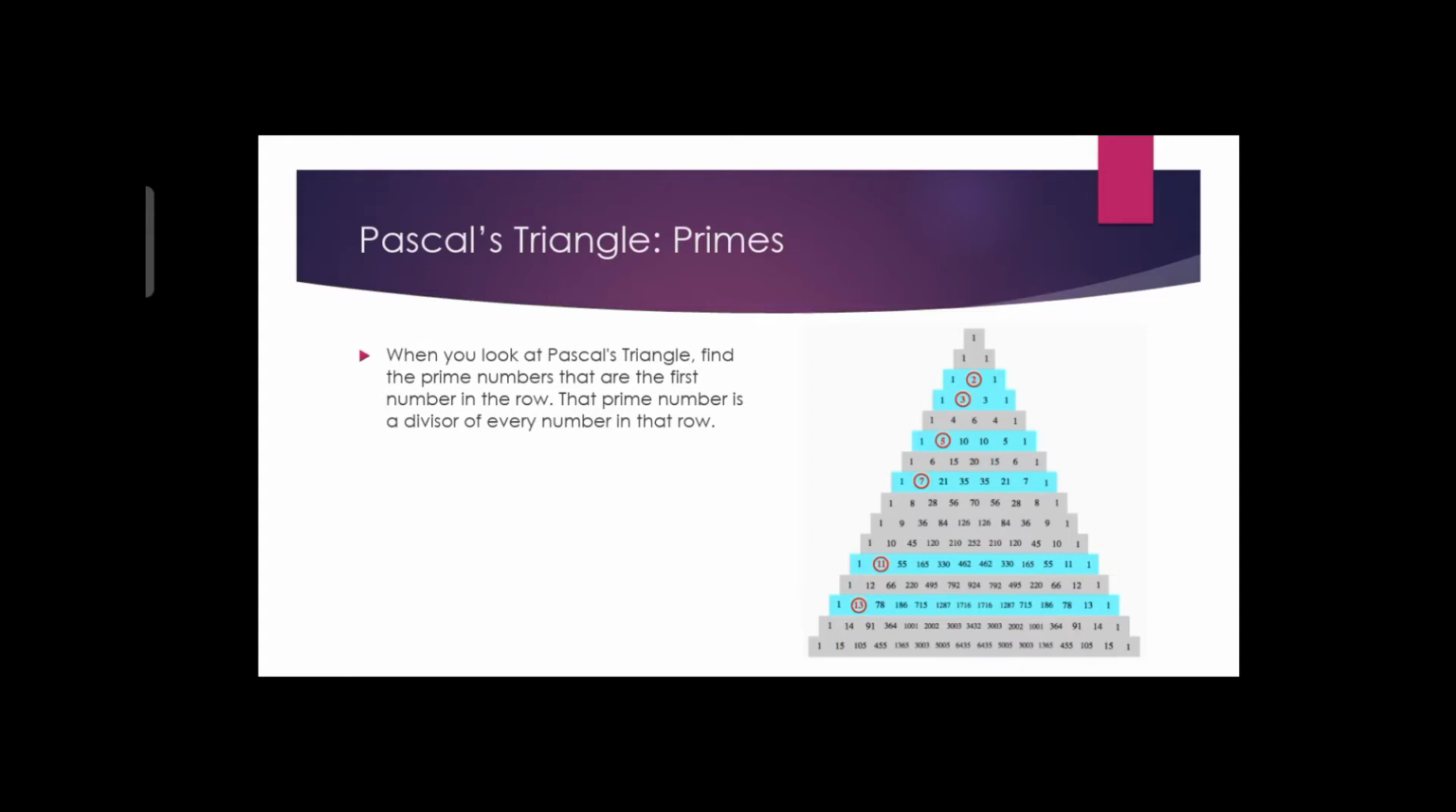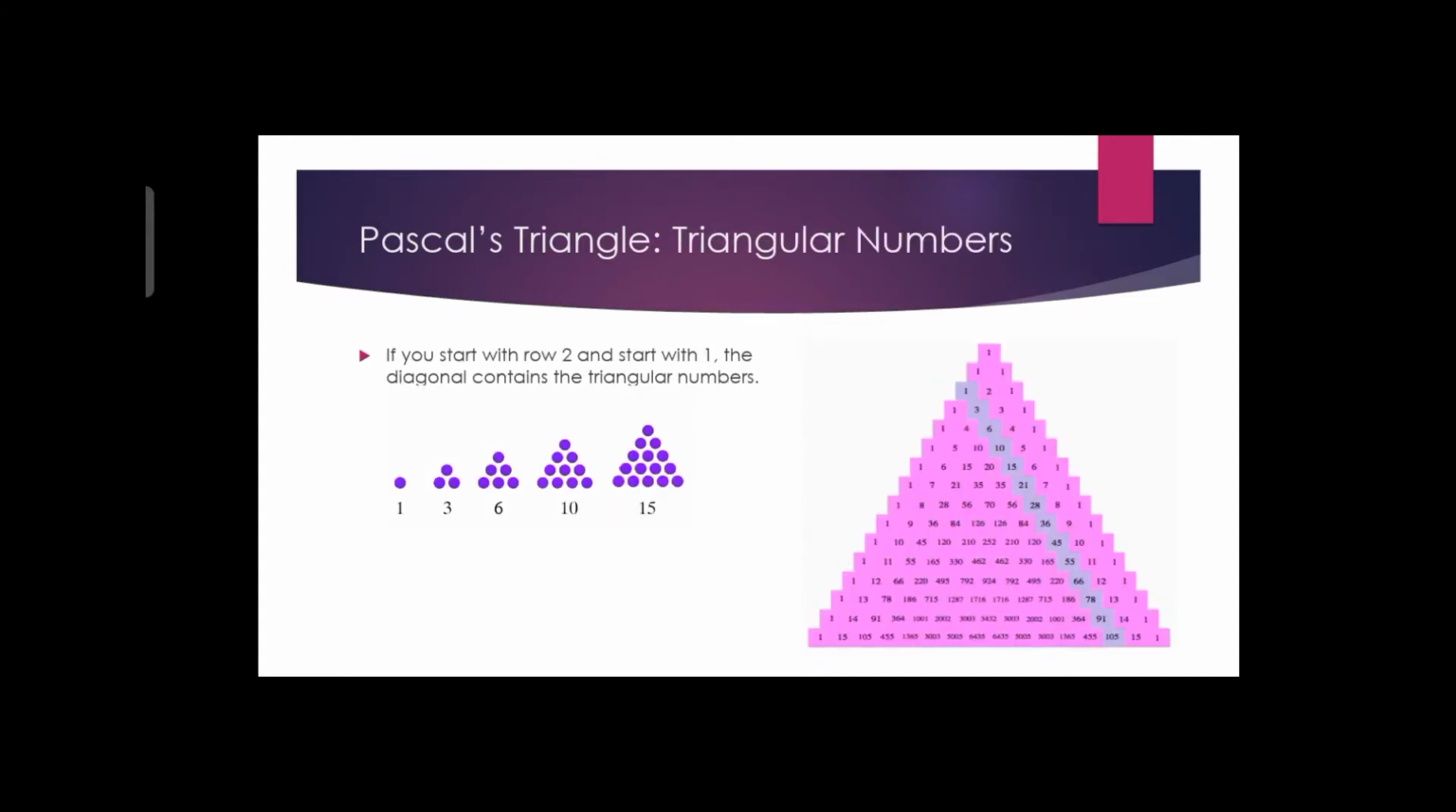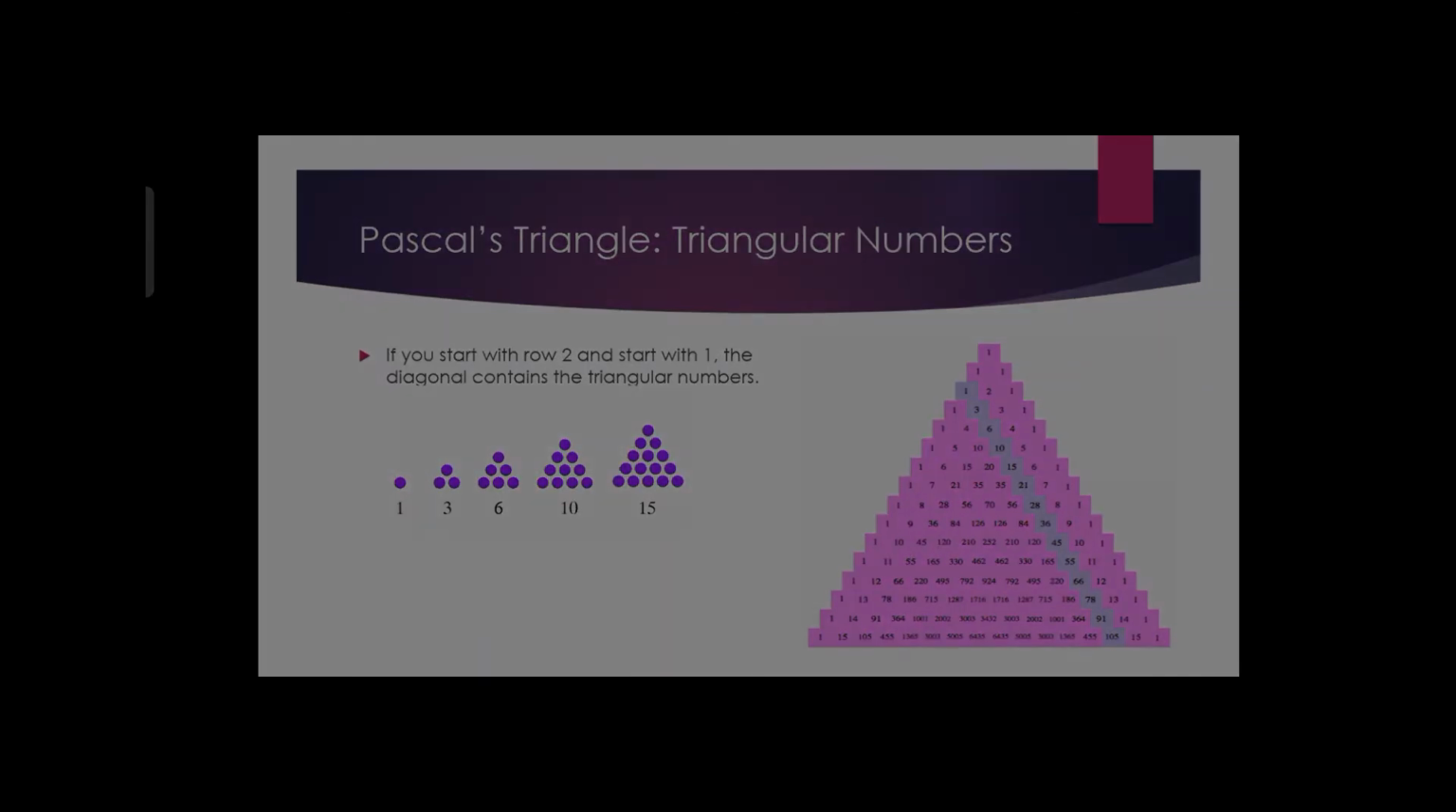Next pattern in Pascal's triangle is the primes. When you look at Pascal's triangle, find the prime numbers that are the first number in the row. That prime number is a divisor of every number in that row. Lastly, Pascal's triangle, triangular numbers. If you start with row 2 and start with 1, the diagonal contains the triangular numbers.